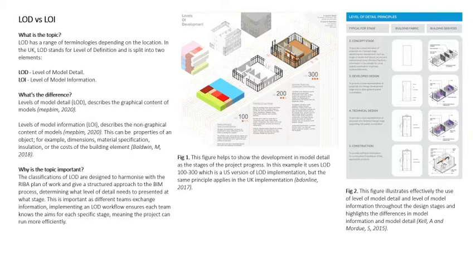So why is this important? As the project progresses through stages 1 to 7, the level of detail and model information naturally increases. The classifications of LOD are designed to harmonise with the RIBA plan of work and give a structured approach to the BIM process, determining what level of detail needs to be presented at what stage. This is important as different teams exchange information. Implementing an LOD workflow ensures each team knows the aims for each specific stage, meaning the project can run much more efficiently.